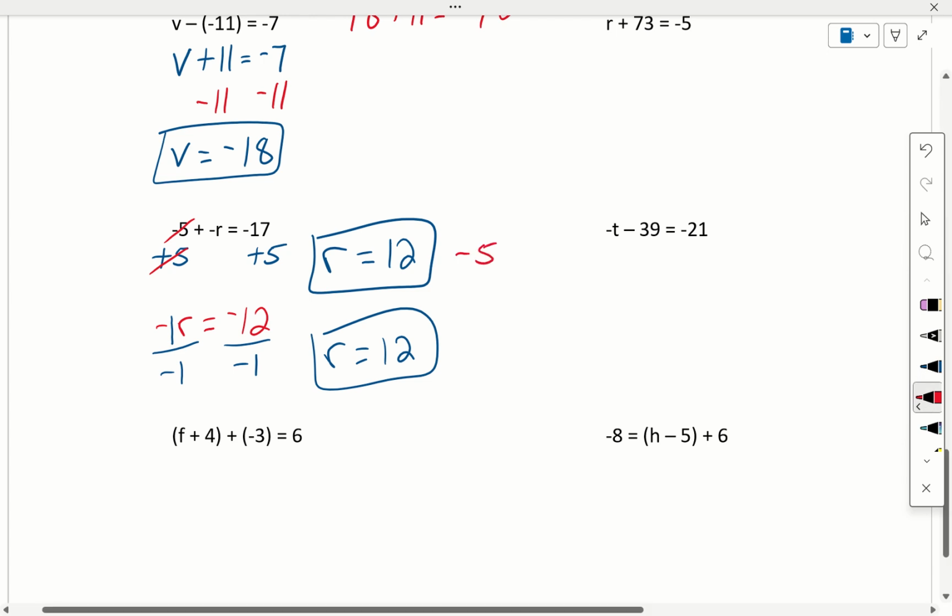Negative 5 plus negative r, which is negative 12. Is that equal to negative 17? Negative 5 plus negative 12. Yes, that is, in fact, equal to negative 17.